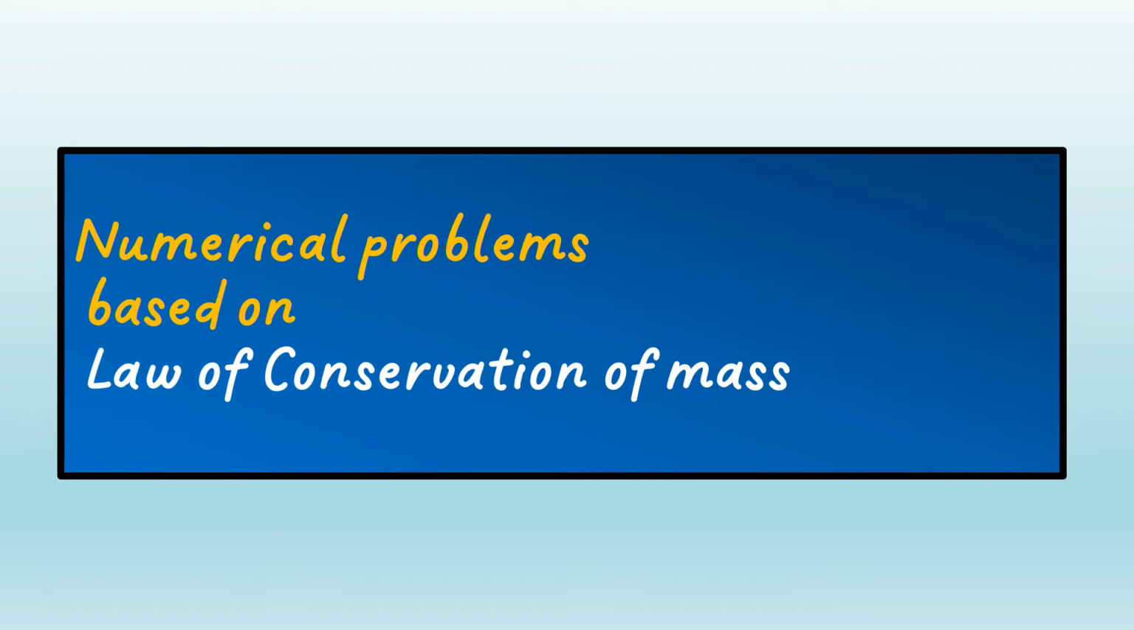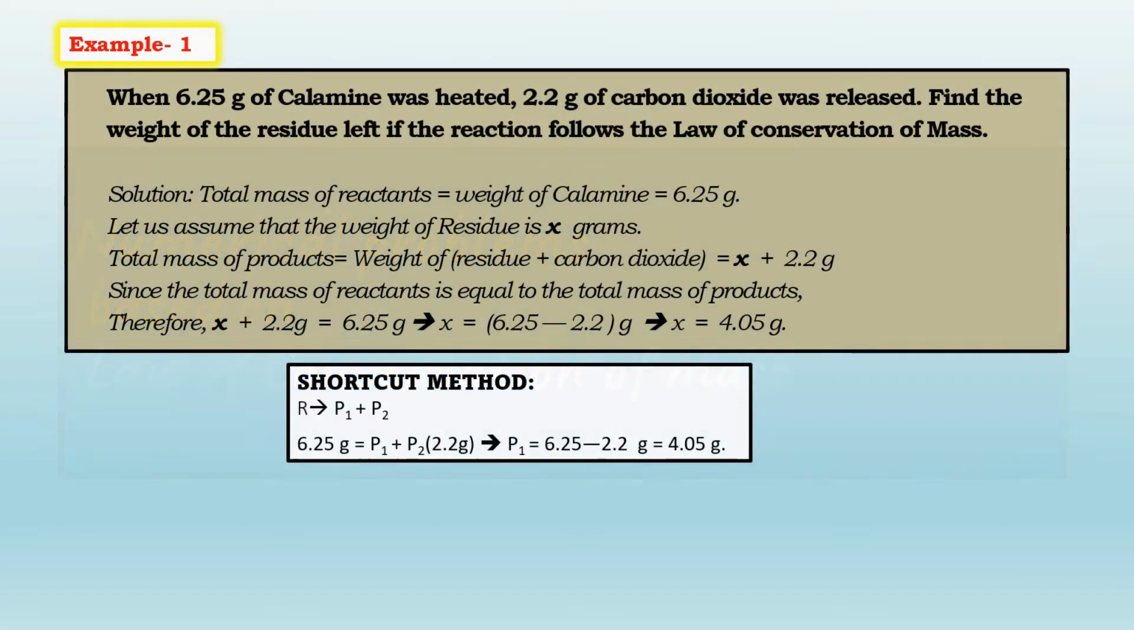Numerical problems based on law of conservation of mass. Example 1. When 6.25 gram of calamine was heated, 2.2 gram of carbon dioxide was released. Find the weight of the residue left if the reaction follows the law of conservation of mass.